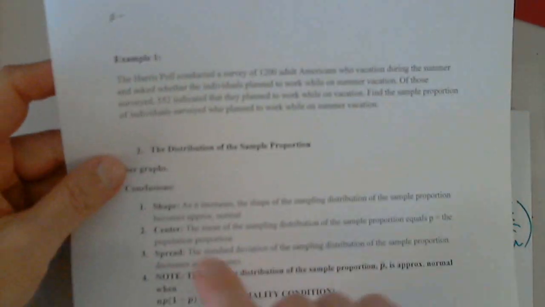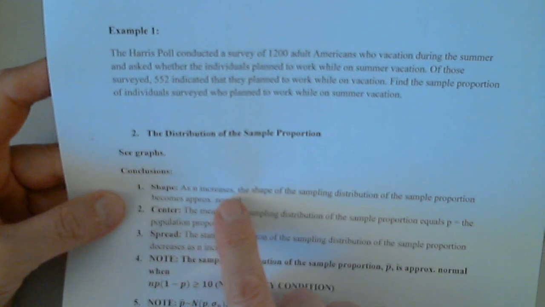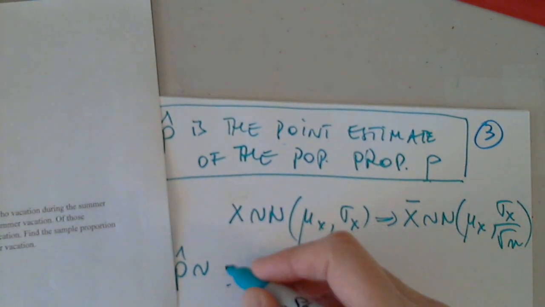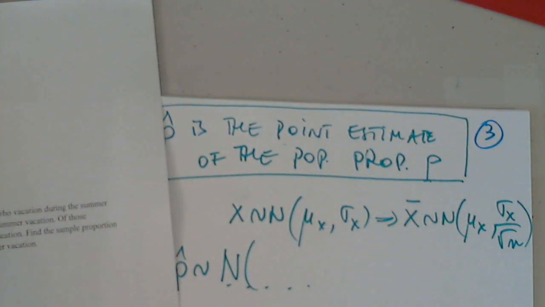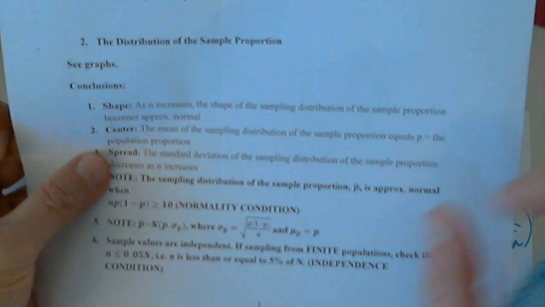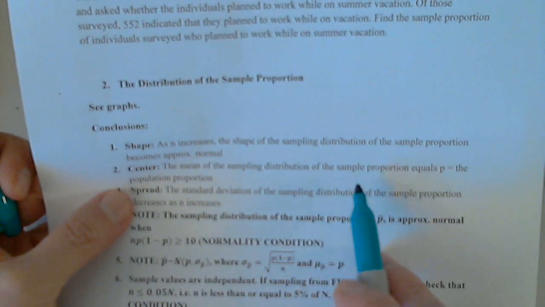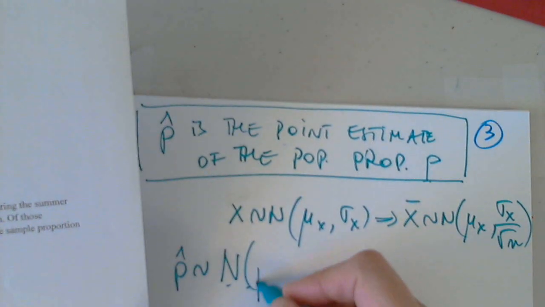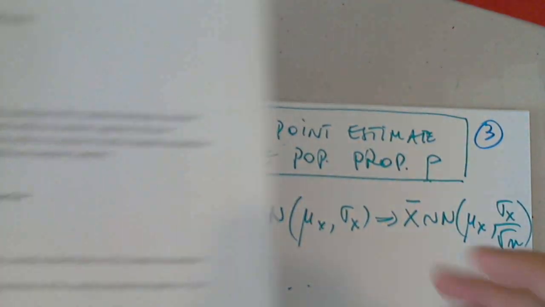So we observed about the shape. As n increases, the shape of the sampling distribution of the sample proportion becomes approximately normal. So I'm ready to say this. Okay, the center. Yes, the mean of the sampling distribution of the sample proportion was P. So I'm going to put P according to our observations.